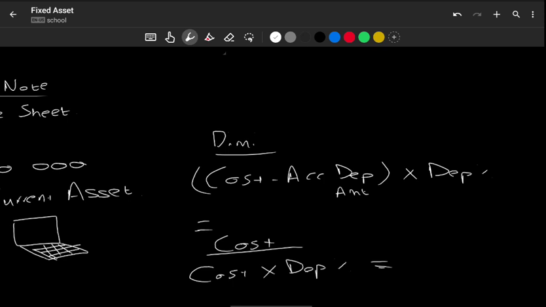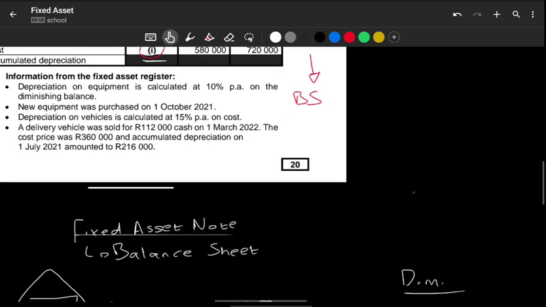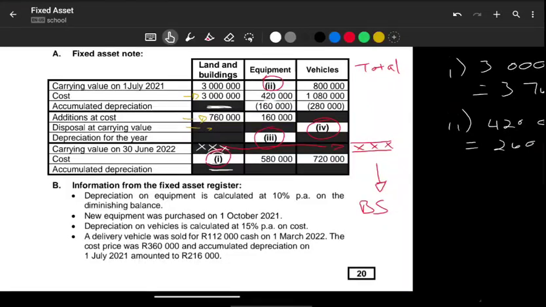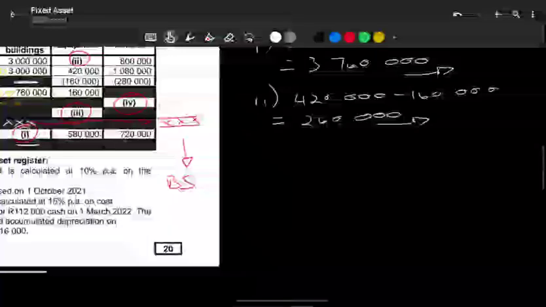That's it. Remember these two different ones. One that is usually challenging is this diminishing method, just because of the accumulated depreciation part, but we'll do it here and I'll show you. So they're saying depreciation on equipment is calculated at 10% per annum on diminishing method. All right, so here we have to do two parts to this.